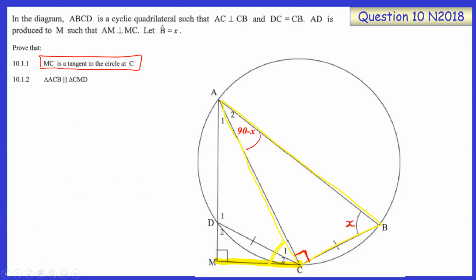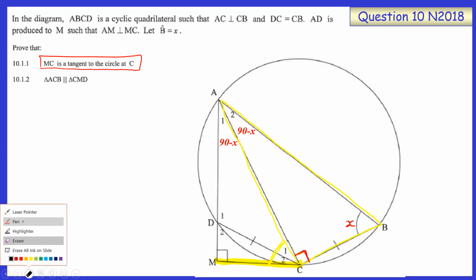Where are we going from there? A1 is equal to A2. But why is A1 equal to 90 minus X? Because angles in the same chord subtend equal angles. Equal chords subtend equal angles. Right. So we want to say equal chords. Are you happy with that? Yes, sir.